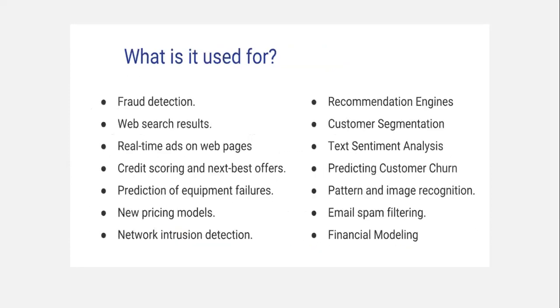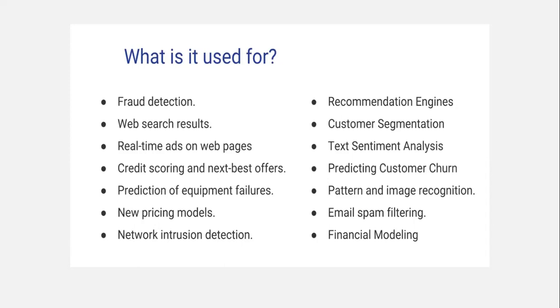So now, what is machine learning used for? Machine learning is used for fraud detection, web search results, real-time ads on web pages, credit scoring and next best offers, prediction of equipment failure, new pricing models, network intrusion detection, recommendation engines, customer segmentation, text sentiment analysis, predicting customer churn, pattern and image recognition, email spam filtering, and financial modeling. All these listed are the things that machine learning could do. Now, let's take, for example, fraud detection.